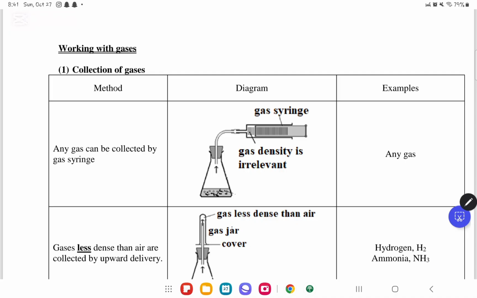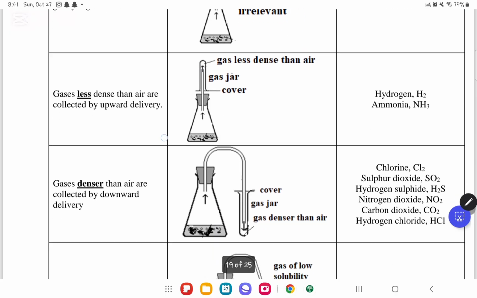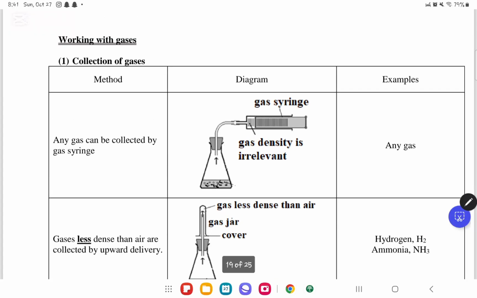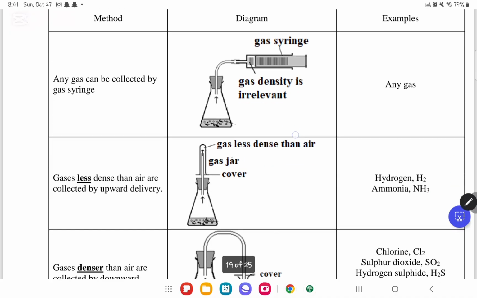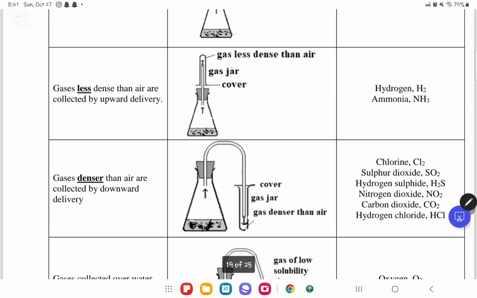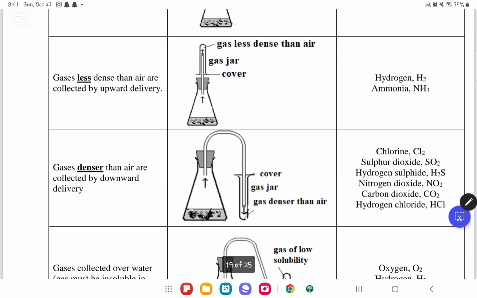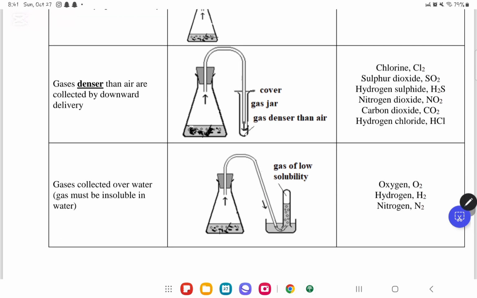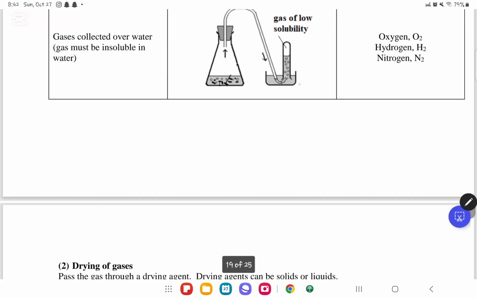Now here we're going to be working with gases. So we have 4 methods of collecting gases. You can use the gas syringe to collect any gas. You can use upward delivery to collect gases that are less dense than air. You can use downward delivery to collect the gases that are denser than air. And then finally, you can use the method where gases are collected over water if and only if the gas is insoluble in water.